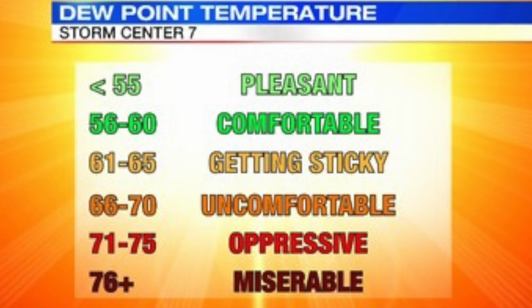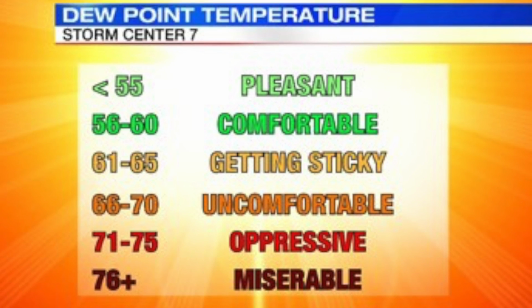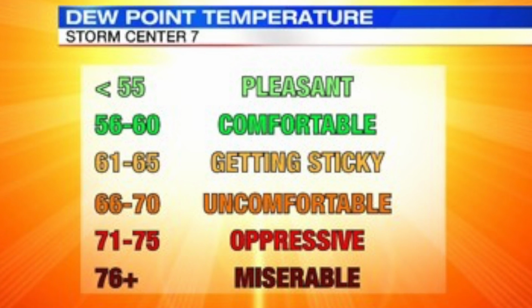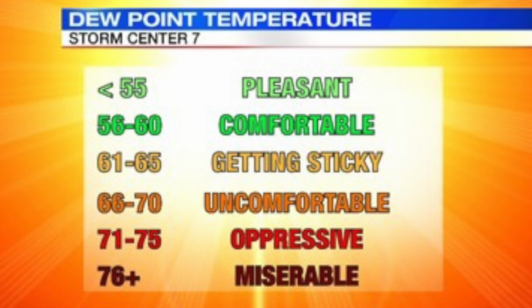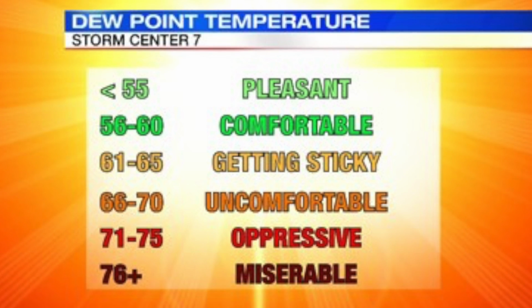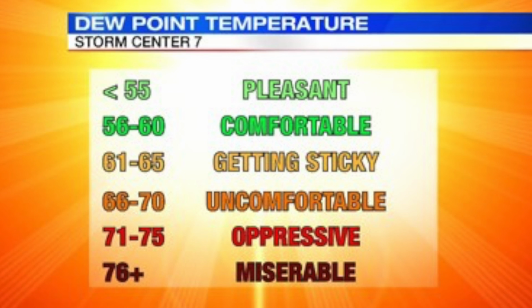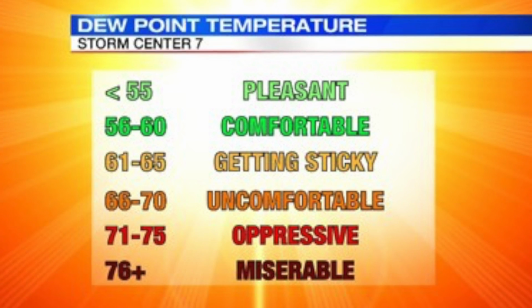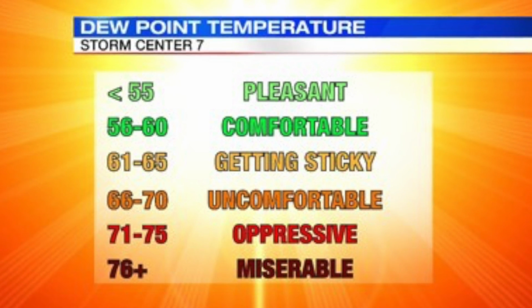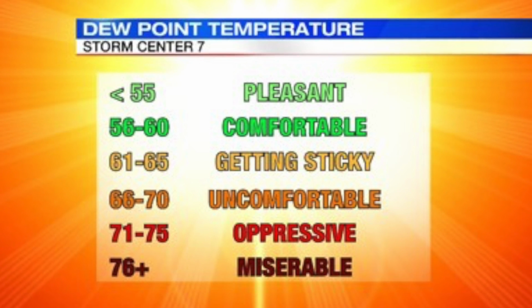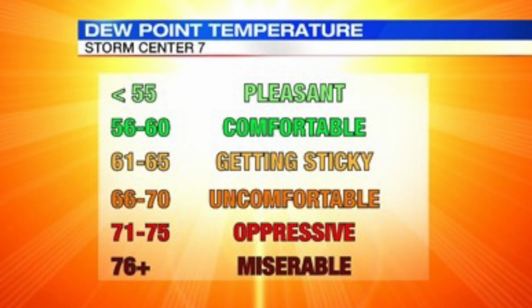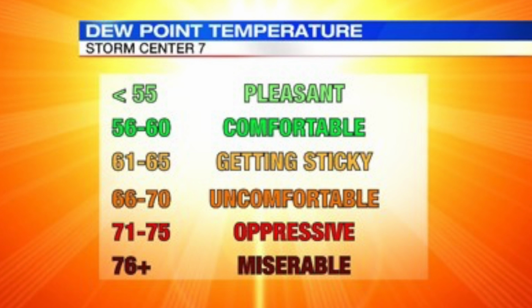So if it's 55 or less, it's pleasant. 56 to 60, it's comfortable. 61 to 65, it's getting sticky. 66 to 70, it's uncomfortable. 71 to 75, oppressive. And then 76 or over, it's miserable. And it can only get to 99 because if it's 100, then it will start precipitating.